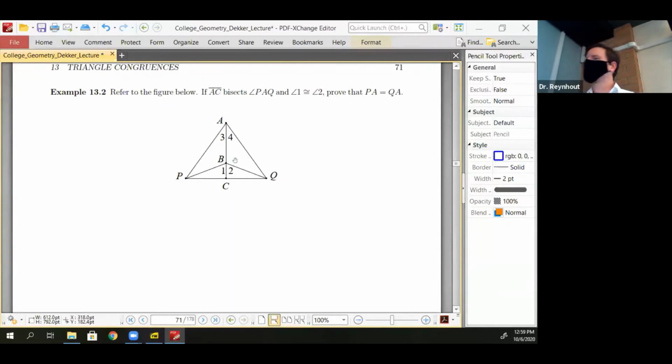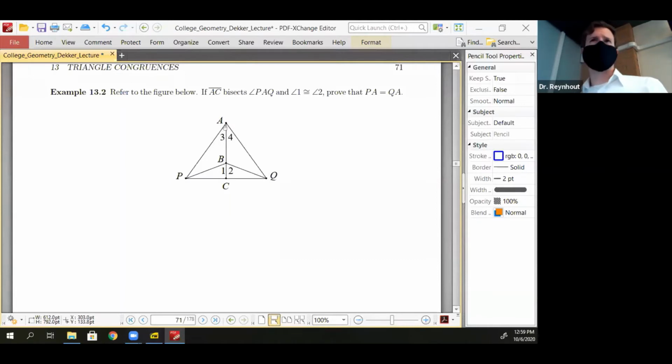So this is an example. This is a little bit different for us. We don't see too many of these. So let's take a look at an example. In this triangle APQ, well, there are a million triangles here. If the line segment from A to C bisects the angle PAQ, that tells us that angles 3 and 4 are equal to one another, but we can't immediately use it. We have to state it and cite the definition of an angle bisector. We also have that angles 1 and 2 are congruent to one another, and we want to prove that PA is equal to QA.